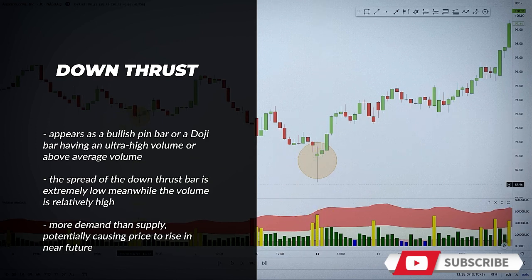Meanwhile, the volume is relatively high. VSA implies that if the spread is low, then the volume should also be low. But in this case, there is a divergence between spread and volume. So there is more demand than supply, potentially causing price to rise in the near future.